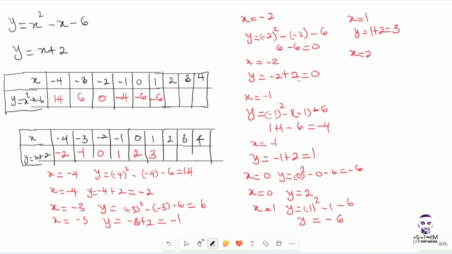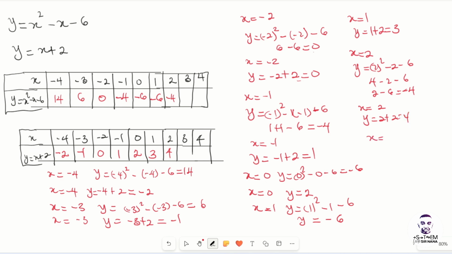If x is equal to 2, for quadratic, we are going to have y equal to 2 squared minus 2 minus 6. So we have 4 minus 2 minus 6. And then we are going to have 2 minus 6, and that's going to give us negative 4 as well. So we have negative 4 here. And then if x is equal to 2, it means that our y will be equal to 2 plus 2, and that will be equal to 4. So we have 4 here. So we have 3 and 4.